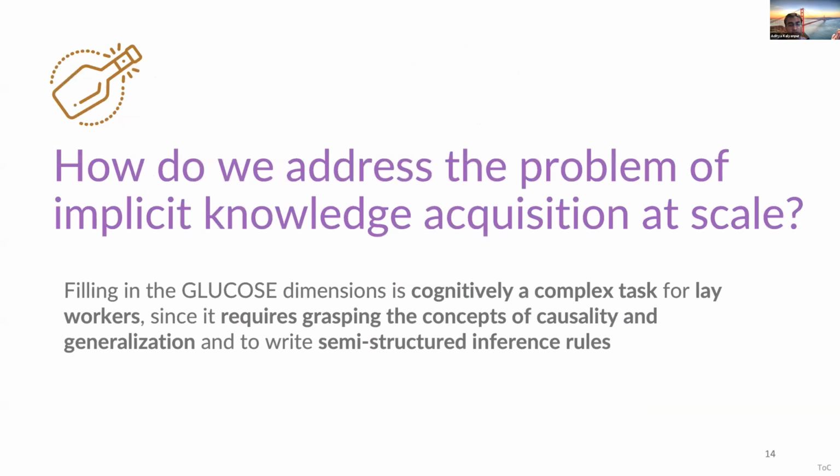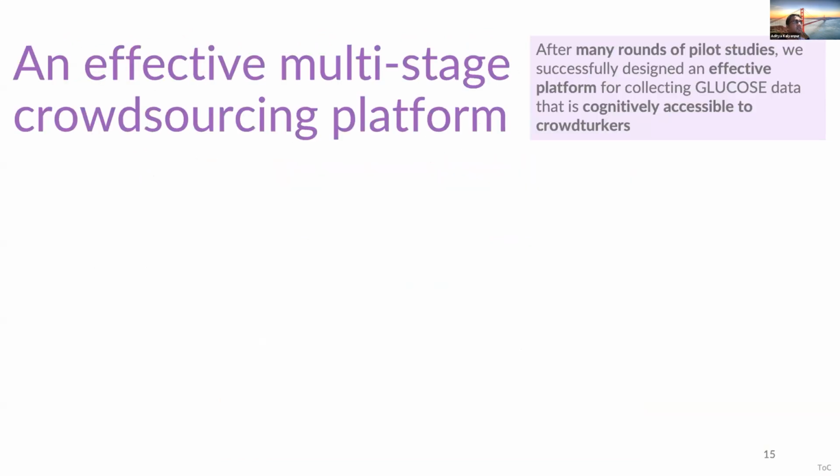So now the question is, okay, we've defined this problem, and it would be nice to collect data as we've defined it, these specific as well as general rules that are grounded in a particular context. The question is, how do we collect this data at scale? And so what we did is we came up with a very effective multi-stage crowdsourcing platform.